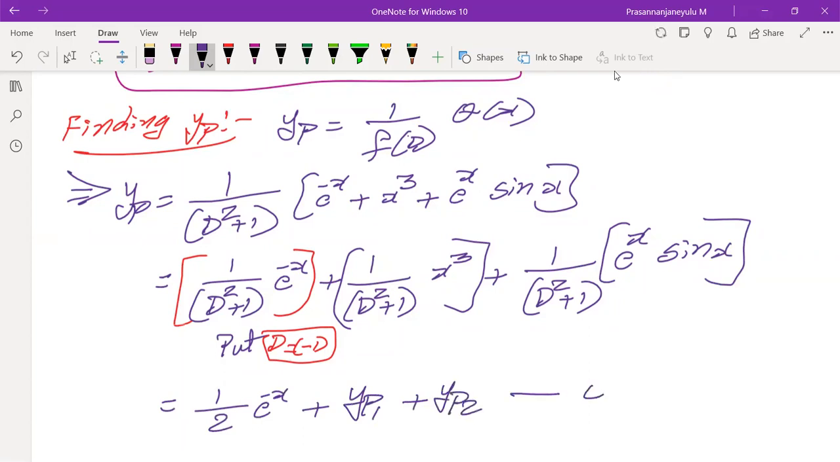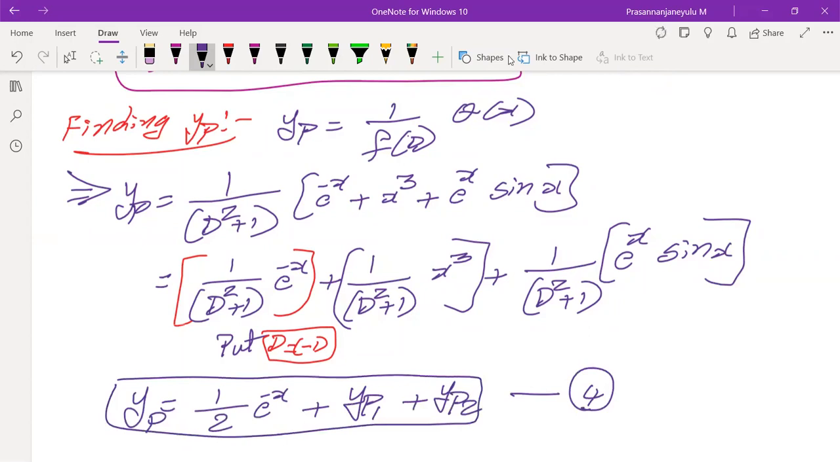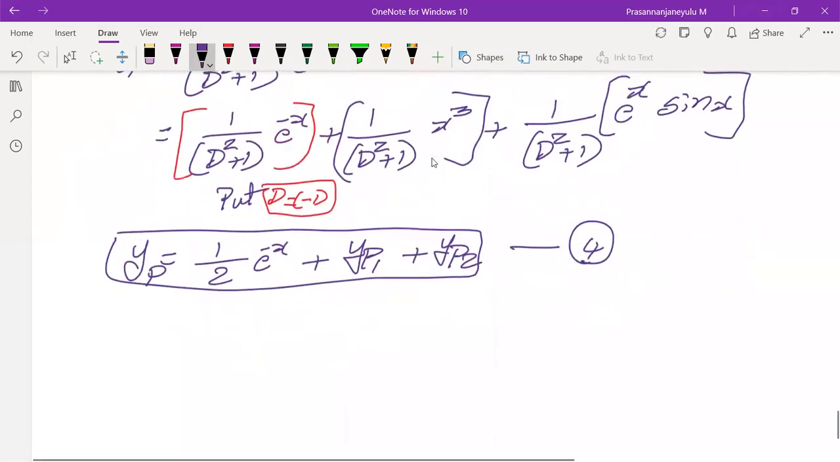Taking it as equation number 4. Which one is equation 4? Yp. Do we have yp1 and yp2? No, we need to find yp1 and yp2. Why did I take it like this? Because there may be a chance it will continue, or it will take a lot of space here. So that space is not sufficient for us there.